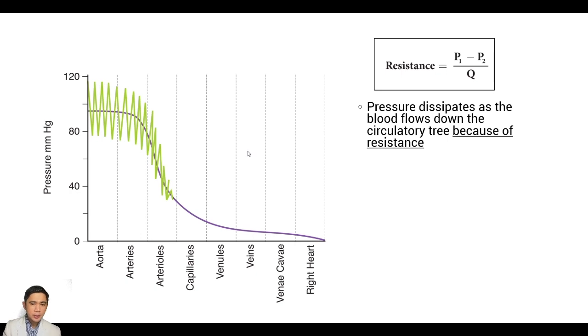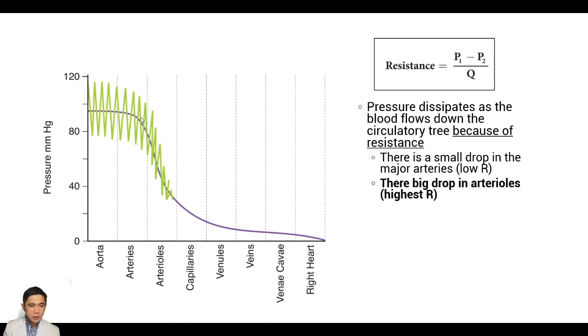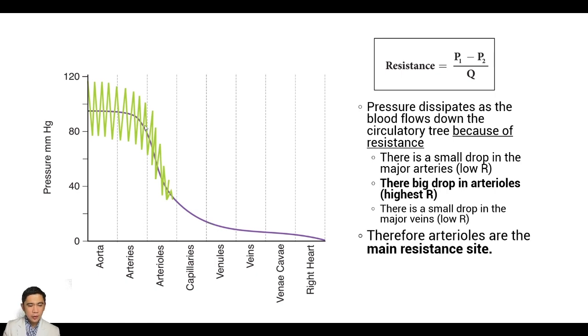So the pressure dissipates as the blood flows down the circulatory tree because of resistance. There is a small drop in the major arteries, but a big drop in the arterioles. See? Only a small drop, but there's a really big slope over here. And again, because the slope flattens again, there's a small drop of resistance. Therefore, this segment of the arterioles represents the main resistance site of the circulation.